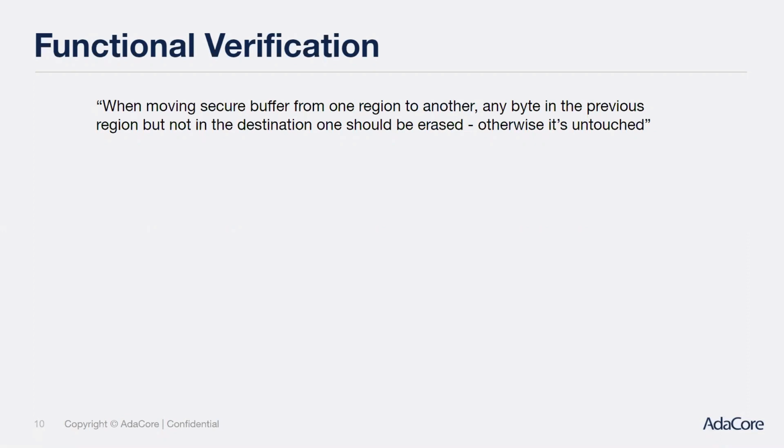And this buffer, I need to be able to move it in the memory. For example, I need to be able to extend it, shrink it, and so on and so forth. And I want to make sure that when I move this secure buffer, all the data that was before in the buffer is erased so that there's no leak of data. But I don't want to erase more than what I need. Otherwise, I'm spending cycles doing essentially useless operations.